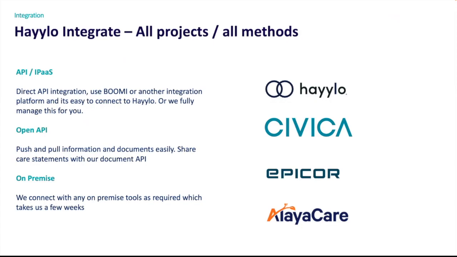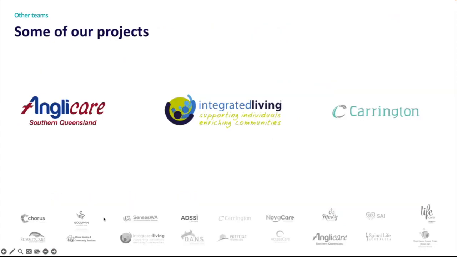We can use open APIs to push and pull information and documents easily across the network, such as care statements. And we're developing more and more of that API suite as we go, even all the way down to on-premise. We can even connect with tools or servers and systems that are located at the provider, not cloud-based, and that's through our integration layer .NET adapter that we've built. So really powerful integrations across our network, and one of our really strong key differentiators.